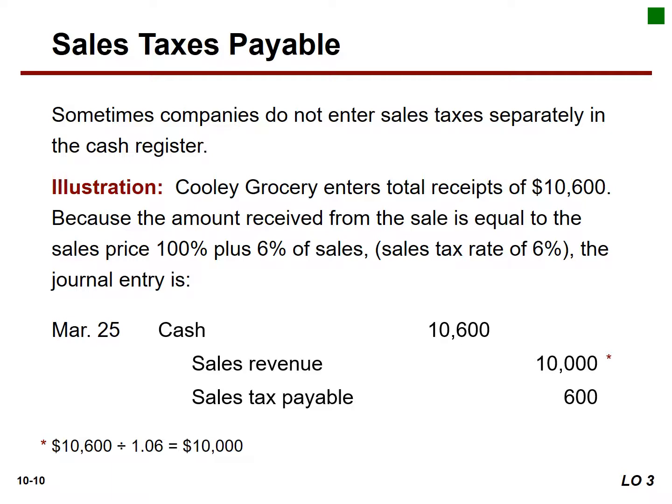Because the amount they've received represents 100% of the sales and 6% sales tax, so 106%, this is 1.06. So you divide the total amount received by that 1.06. That will give us our sales revenue for that day. And of course the difference between the amount received and the sales revenue will be the sales tax that we've collected. So we debit cash $10,600, credit sales revenue $10,000, credit sales tax payable for the $600.